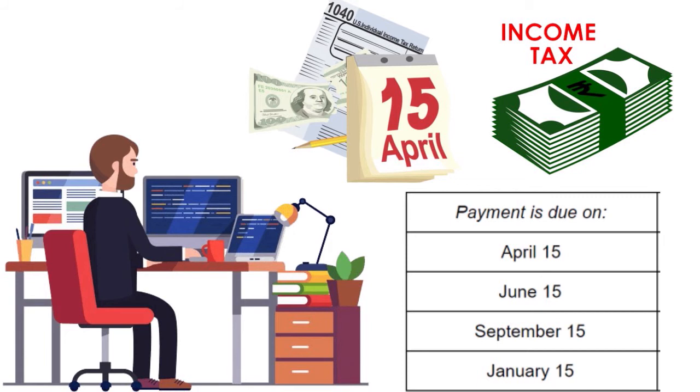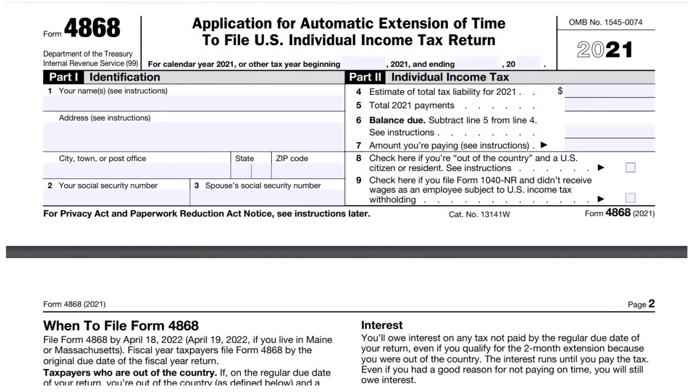If you cannot file your taxes by the April 15th deadline, you should use Form 4868 to file for an automatic 6-month extension. But again, that's only an extension to file your paperwork. If you owe any taxes, you will need to pay them by the April 15th deadline to avoid being charged a penalty.